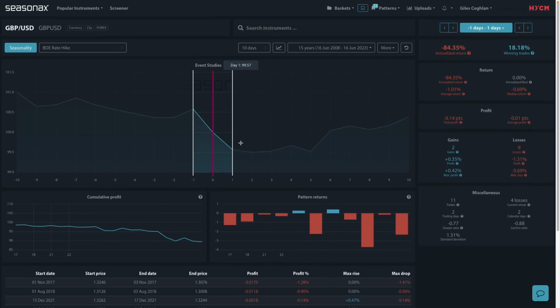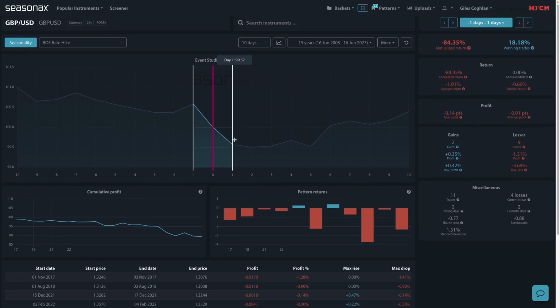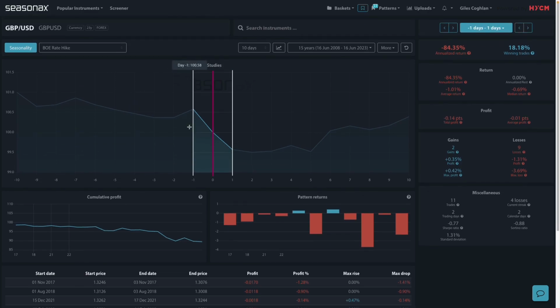Now, the Seasonex risk event feature reveals that in the last 15 years, when the Bank of England hikes interest rates, the pound dollar has fallen 80% of the time, with an average fall of minus 1.01%. So if the Bank of England fails to deliver on the extremely hawkish expectations, then watch for pound selling over the decision. Major trade risks.